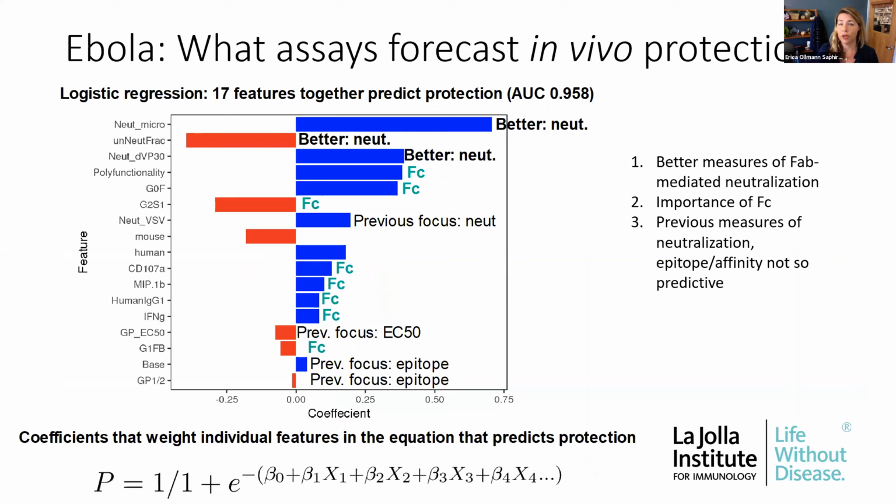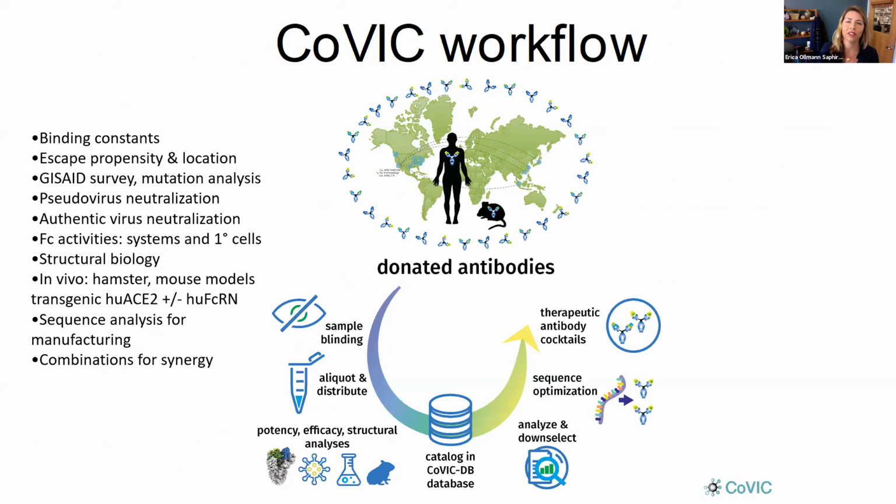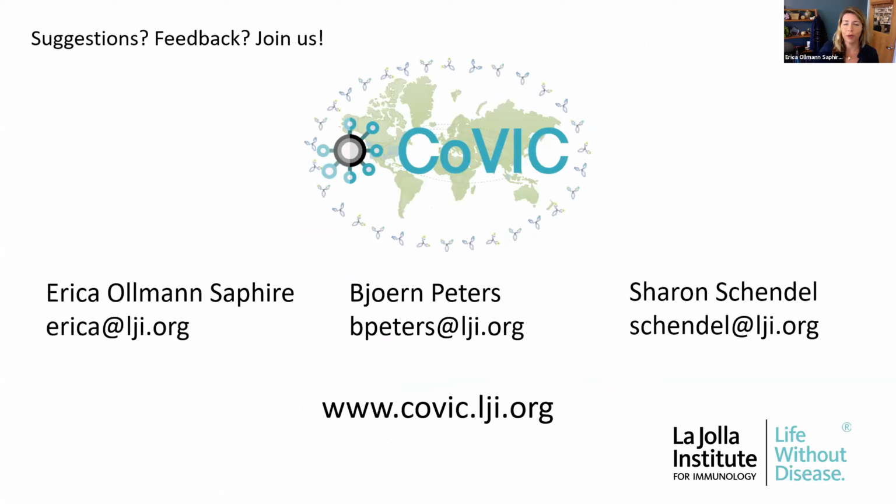So this is a logistic regression model. Large bars are strong predictors, either good in blue or bad in red. We could find better measures of neutralization that better forecast in vivo success than what we had previously analyzed. And we're able to find multiple features of the Fc that strongly track with protection. And actually, had we sought antibodies based on their Fc, we would have found just as important therapeutic candidates. So these are the experiments we're running in parallel. They will be put into the database at the bottom, CoVIC-DB, and I'd be happy to answer any questions, and we're very welcome to feedback. If we're going to the effort to do this study, we want the data to last a while.